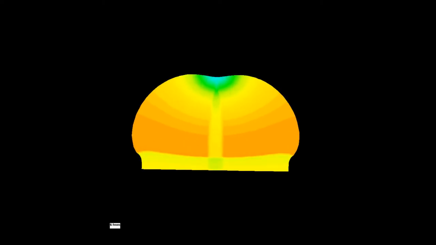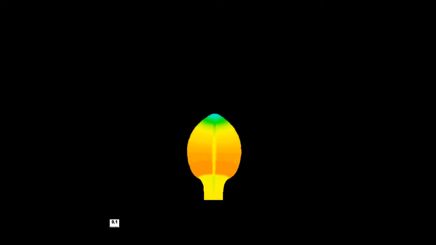So what happens is there's a molecular pattern, and most of the growth comes from the base of the leaf and from the base of this very early bud. And that's the pattern that's fixed early in development.